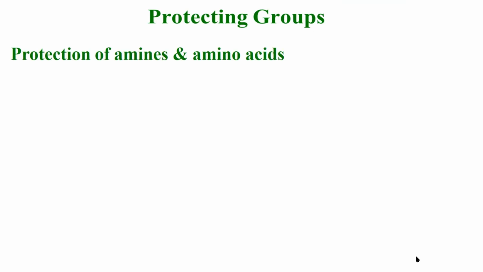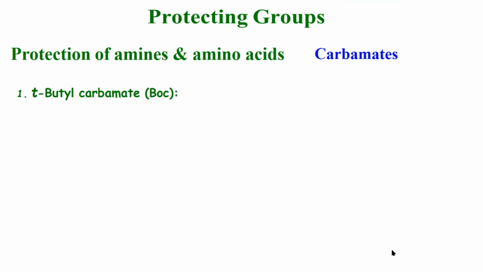Very good morning, friends. Today we are going to discuss the protection of amines and amino acids. These are generally protected as carbamates. Various varieties of carbamates are prepared, and one of the widely used, versatile methods of protecting the amines and amino group in amino acids is preparation of tertiary butyl carbamates. They are called Boc protection.